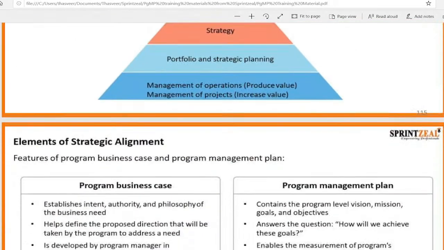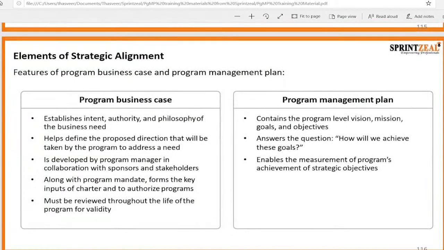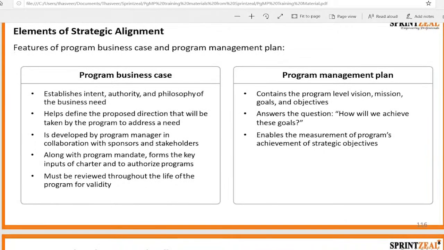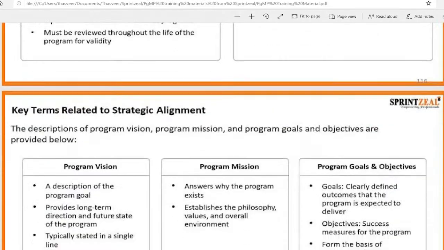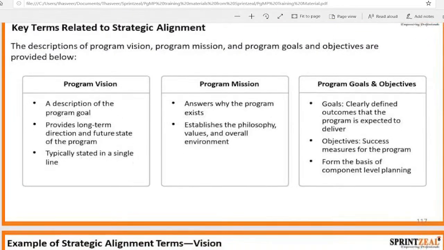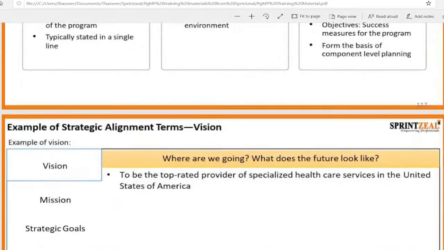Mission. The difference between program business case and program management plan. Program business case we already discussed. Program management plan we have not discussed. It is coming up, so now I will not bother you with that. It's a very detailed document. We have to discuss a lot. Program vision, program mission, program goals and objectives. This we already discussed, so you can just go through that again.